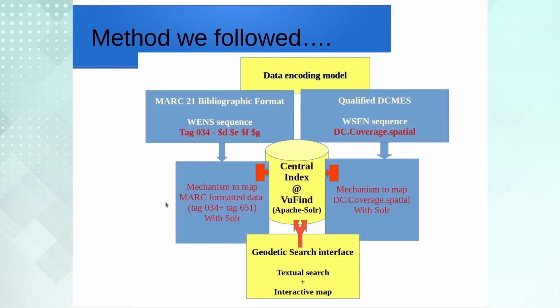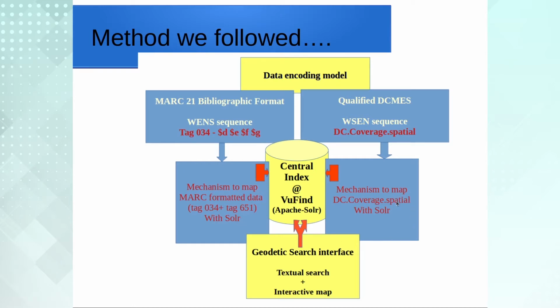So, first we need to develop a mechanism to map MARC formatted data. MARC formatted data are available in 2 formats in this particular model. Tag 034 deals with the longitude and latitude. It can be a point or it can be a boundary or area. Then the place name is given in the geographic name authority, tag 651, which deals with the geographic name, and then we can link this encoded data with the Solr.